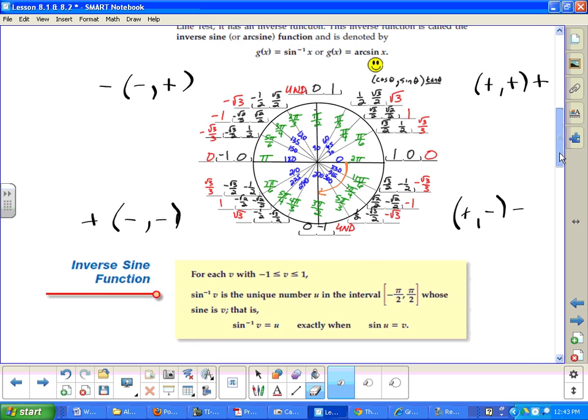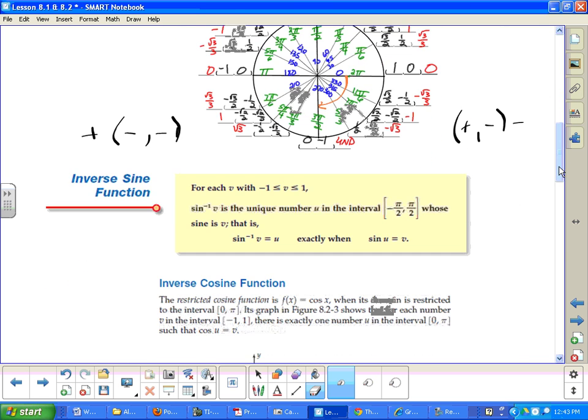So if they ever ask you for the inverse sine of some number, you have to have an answer in there. If it's a negative value, then it would be in the fourth quadrant, those negative answers, negative 30, negative 60, negative 45. If it's positive, it's just going to be the ones in the first quadrant.